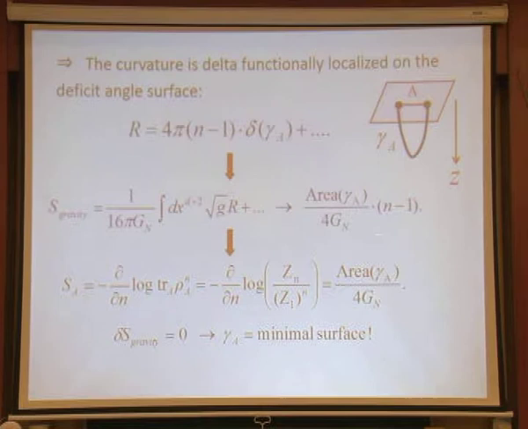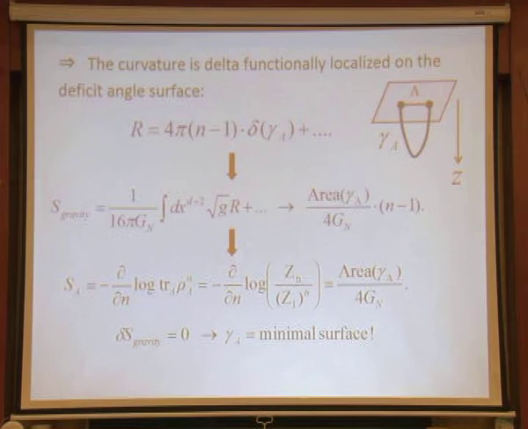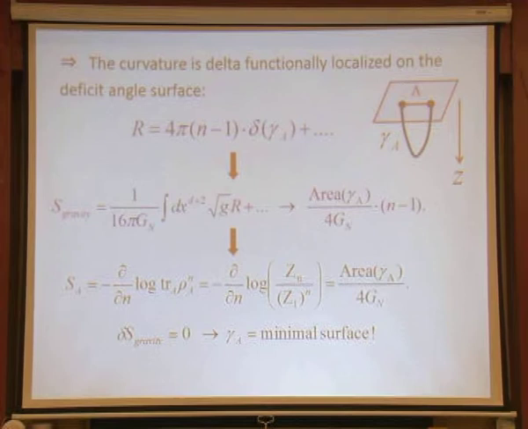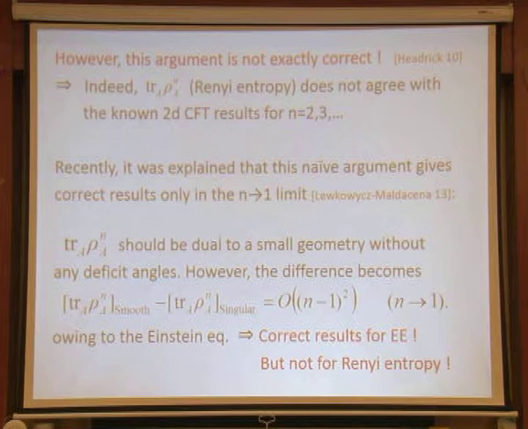And then we need to require that this solution should satisfy the equation of motion. Naively, we can just take a variational principle. So we have a variational principle that the variation of the area should vanish, so that means gamma A is a minimal surface. So this is very simple, but this argument is not exactly correct, as pointed out by Hedrick.